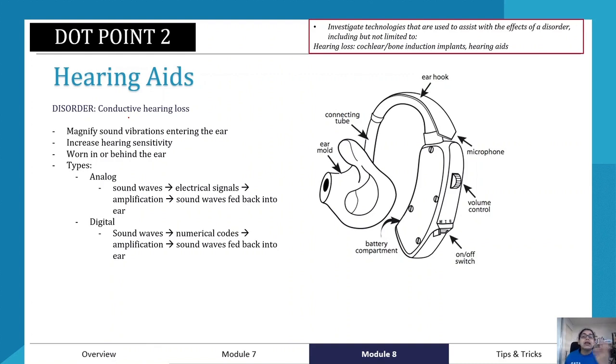And hearing aids can be worn in or behind the ear, and there are two types. You've got analog, where what they do is convert sound waves into electrical signals, which are amplified, and sound waves are fed back into the ear. But if you've got a digital hearing aid, sound waves are converted into numerical codes that are then amplified, and sound waves are fed back into the ear. So the difference here is we're going from sound waves to electrical signals in comparison to sound waves to numerical codes.